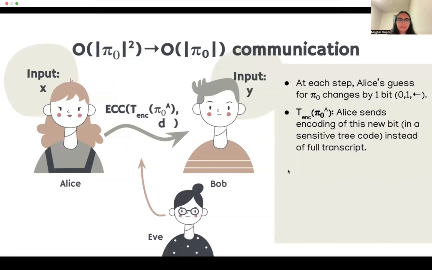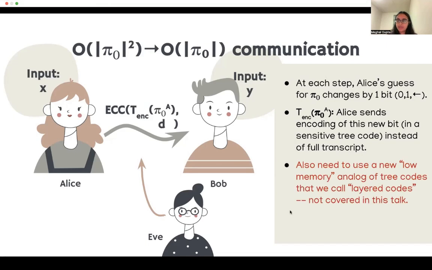So I guess the modification for pi squared to pi is pretty simple from here. It's just that instead of Alice sending ECC of pi naught at every step, she sends ECC of the tree code encoding of pi naught. And the reason she's able to do this is that at every step her guess for pi naught only changes by 1 bit, since it can only change by adding a 0, adding a 1, or rewinding. And whichever one of these she does, she just sends that particular change in the form of a tree code.